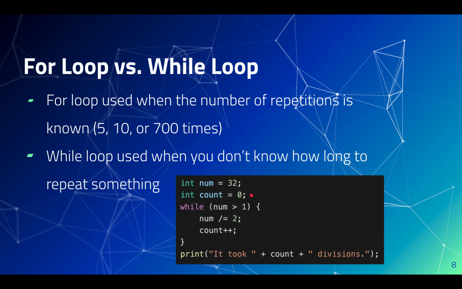and count is 5. And now that num is going to be equal to 1, this condition is no longer true because 1 is not greater than 1, so the while loop will stop.